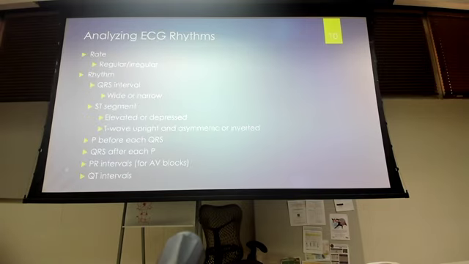we're going to do that. So we've got to remember our rate, and this says regular, irregular, but really is it fast or slow? And then under a rhythm, it should be regular, irregular. So rate is fast or slow, rhythm, regular, irregular. Look at our QRS intervals. What about our ST segments?